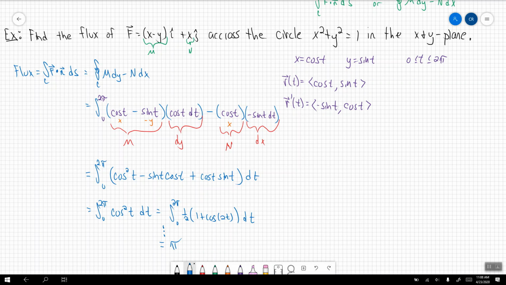At a later point in time in chapter 16, we're going to want to revisit this whole idea of a flux, but instead we're going to look at a flux when we're talking about a surface moving through a vector field.